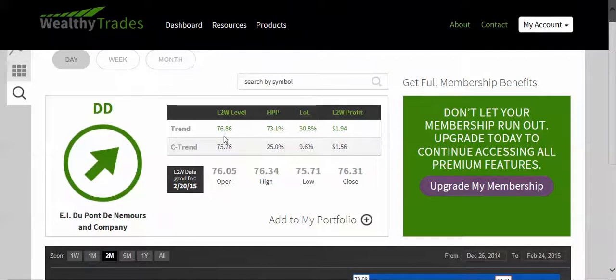So as I mentioned in the last video, step 3 is pinpointing our entries. Well, just with this information, we can see that buying DD at the open with a target of 76.86 is probably a really good plan because it has a 73.1% probability of rallying 55 cents because it closed at 76.31. And it only has a 25% probability based on history of hitting 75.76. So therefore, having a bullish bias and maybe just buying right at the open is the right thing to do.